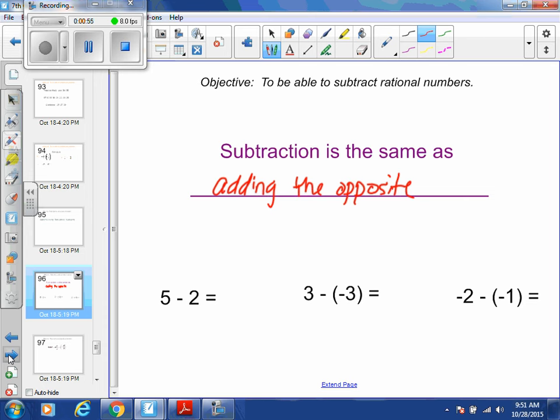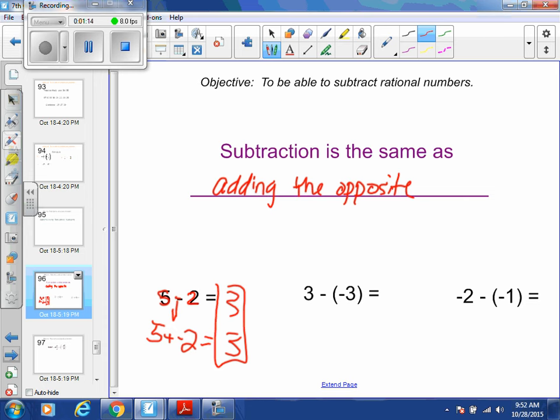Alright, so quick review of that. If I change 5 minus 2, if I change the subtraction into adding the opposite of what comes next, 5 positives and 2 negatives makes 3 positives. Just like 5 minus 2 is 3. So there's proof that subtraction is the same as adding the opposite.